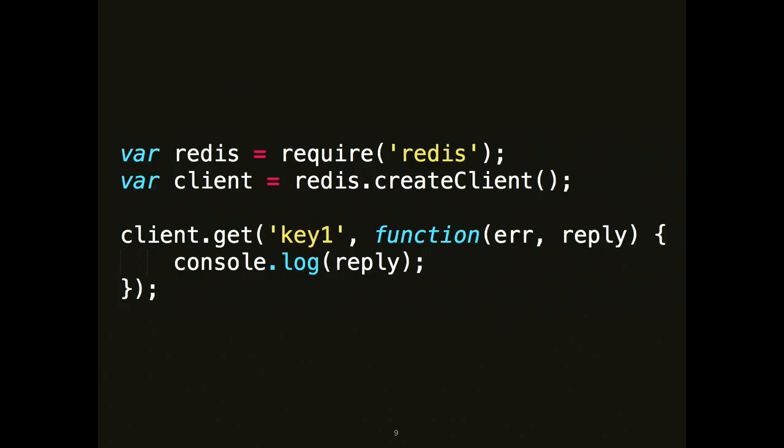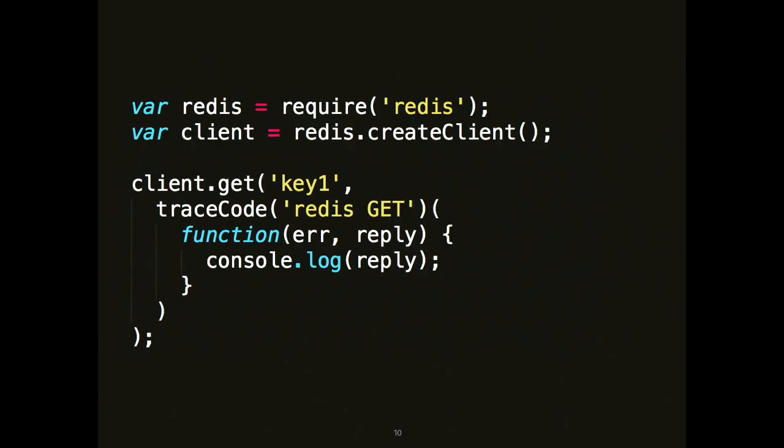So this is an example of how you could be calling Redis, talking to Redis. This could happen anywhere in your application. And it's pretty standard. So you try to get a key from Redis, and when you get it, you can log it out to the console. So how would we measure the time it actually took to get this key from Redis? This is one way to do it.